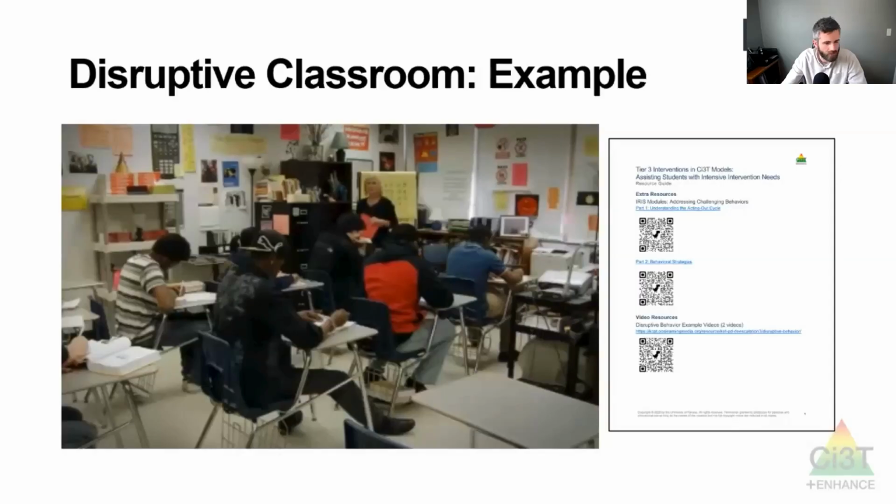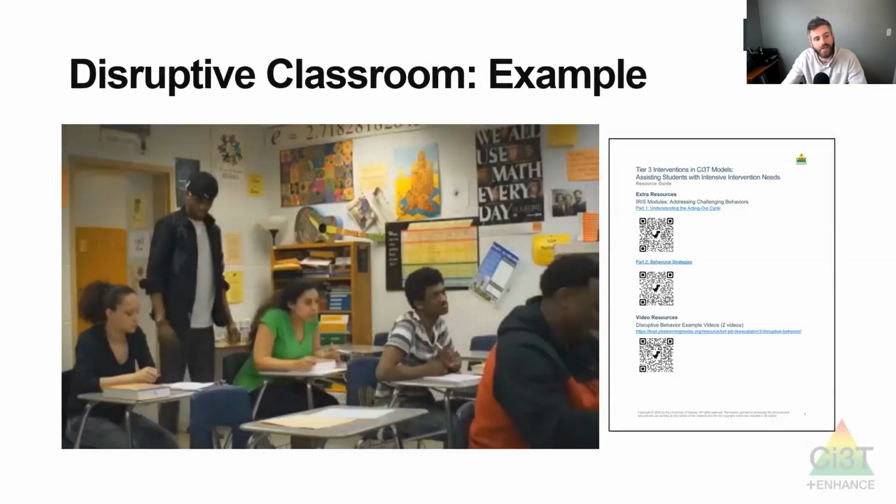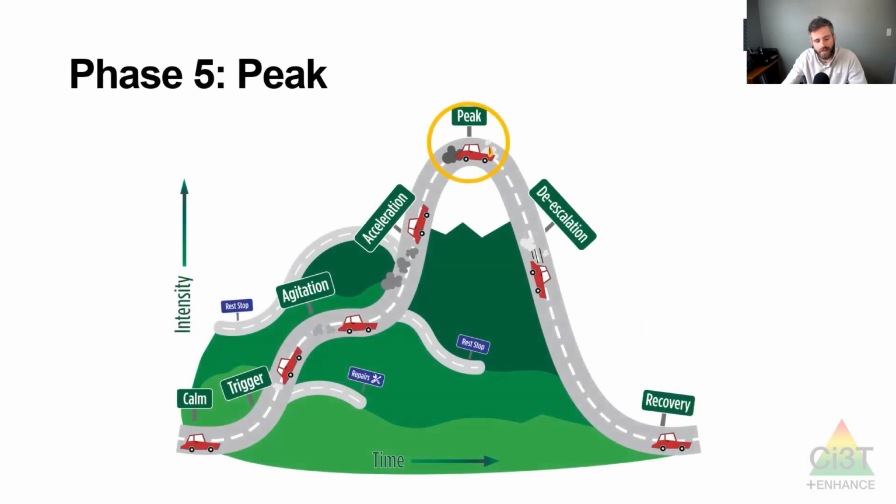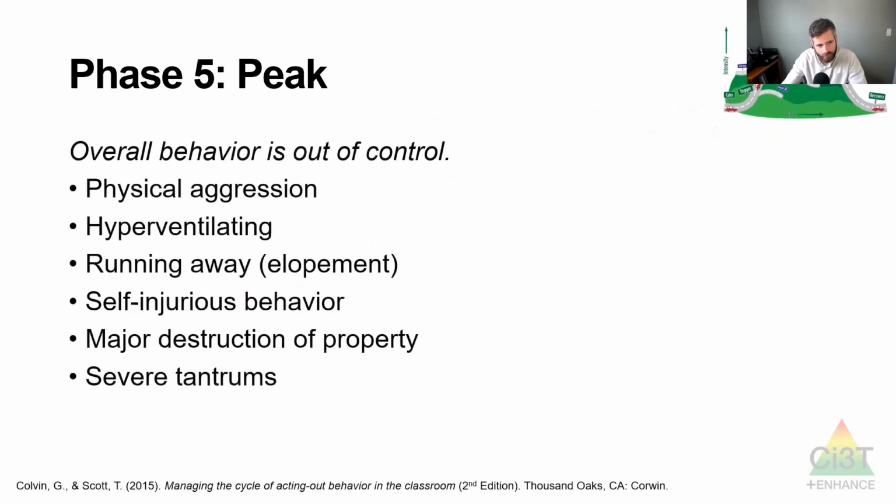That's right. Okay, so let's continue on to the last stage of the acting out cycle. The last escalated part of the acting out cycle, the peak behavior. The car is on fire. Things are not going well. So at the peak stage, overall behavior is out of control. This is sort of the type of event that you know it when you see it. Oftentimes you'll see elopement, physical aggression, property destruction. Oftentimes you can classify these whole things as like a severe tantrum.